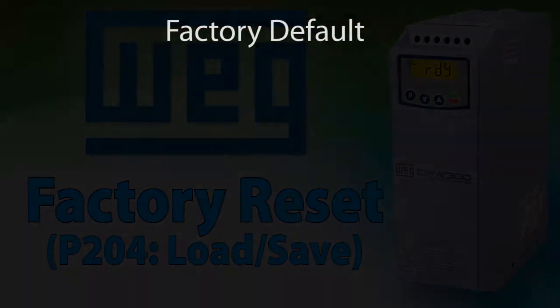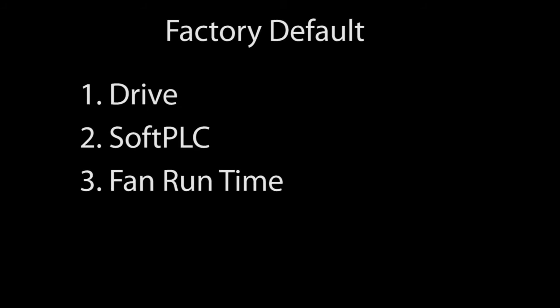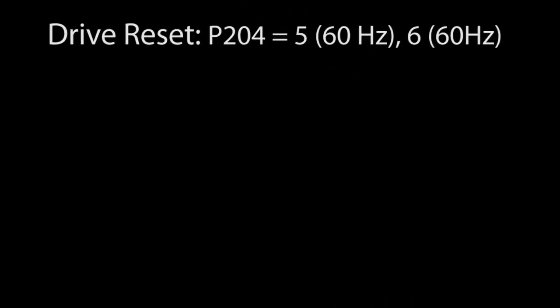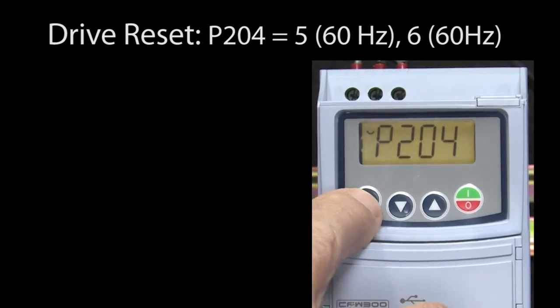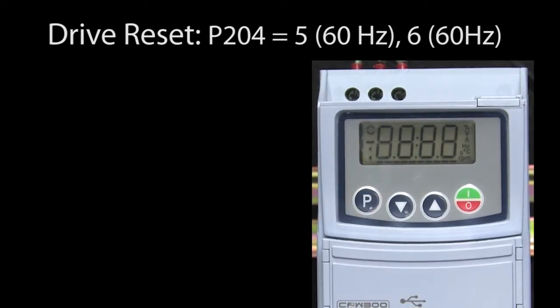There are three things you can reset back to default: the drive, the soft PLC, and the fan runtime. Resetting the WEG CFW300 drive to factory default is super easy. If I go to parameter 204, set it to a 5, the drive resets, and we're good to go. That's all there is to it.